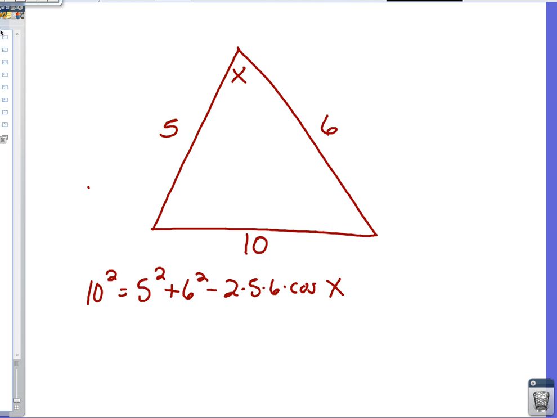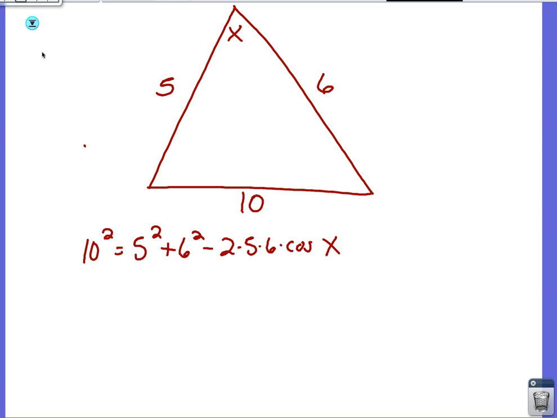I do want to caution you of something here. Here's where this problem's always missed. See if you were about to do this. A lot of people put all that stuff together right there. They'll do 25 plus 36, and then they'll subtract 60 from it. You can't. This is 25, you're correct. This is 36, but this is not just 60. This is 60 times cosine x.